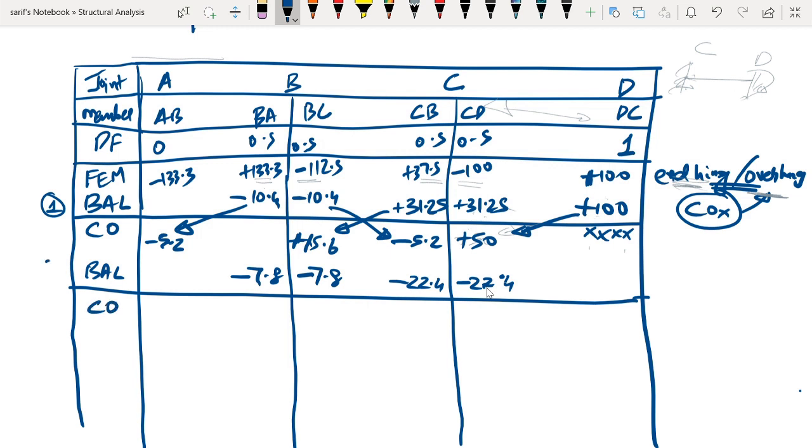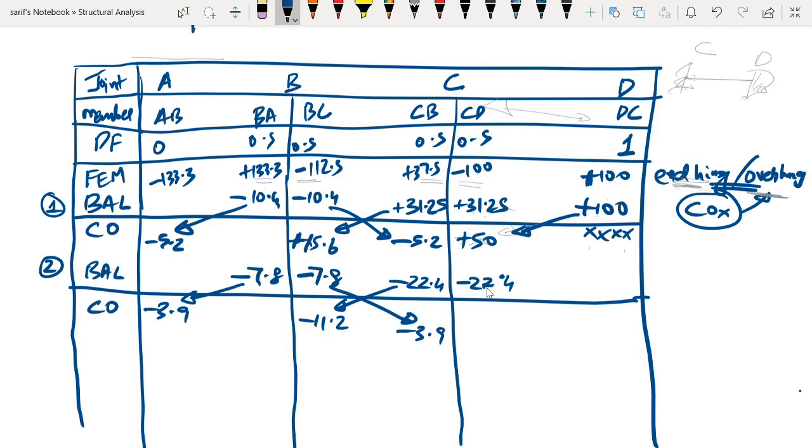So the second cycle of balancing is over. The next step is again carryover. Where do we have to carry over? We have to carry over to every other point except an end hinge or overhang. So if we carry over from there till here, we get minus 3.9. Then from B we carry over to C, minus 3.9, and this would be minus 11.2. So these are the carryovers. We don't have to carry over from C to D because D is an end hinge or an overhang. We will not carry over from there.